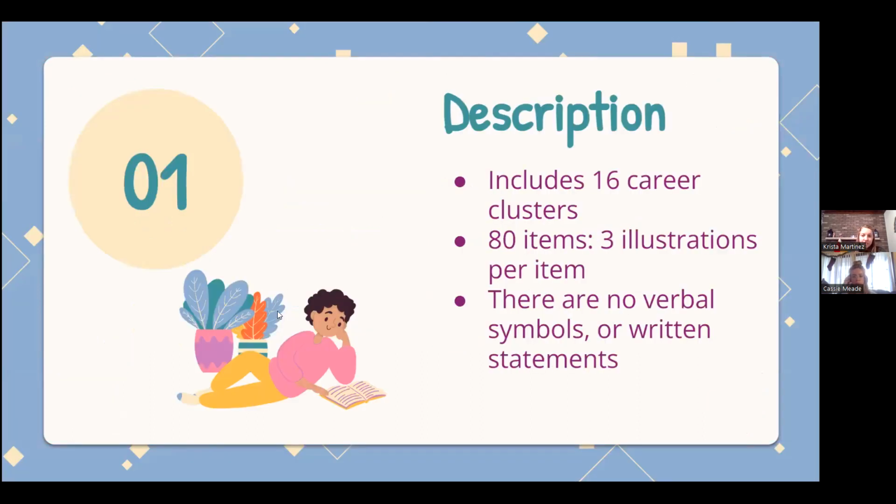So to begin, we have the description. Included in the whole interest inventory is 16 career clusters, and there are 80 items with 3 illustrations per item. And the most important and unique thing about the assessment is that there are no verbal symbols or written statements. And so the 16 career clusters include architecture and construction, education and training, health science, and law and public safety. So these are just 4 examples of the 16 total.